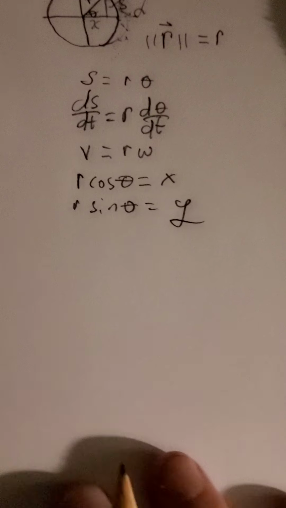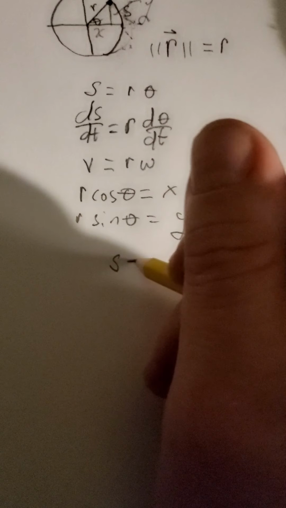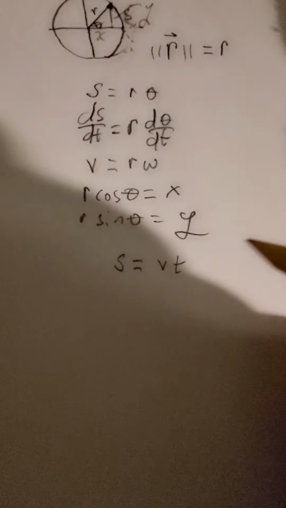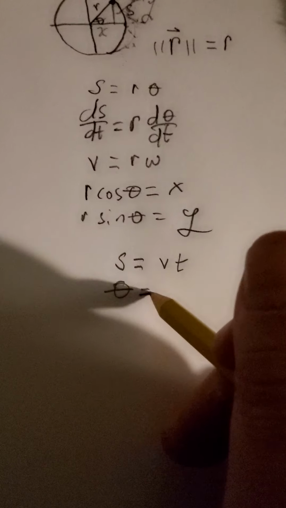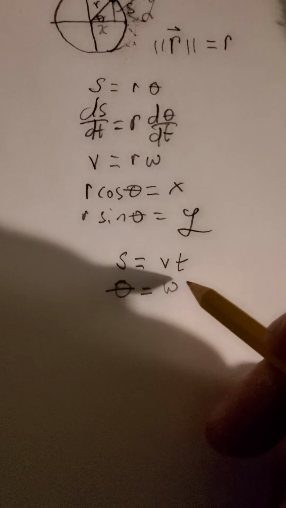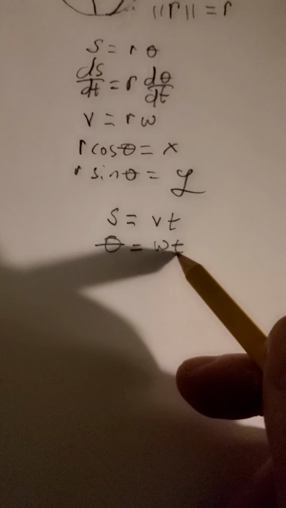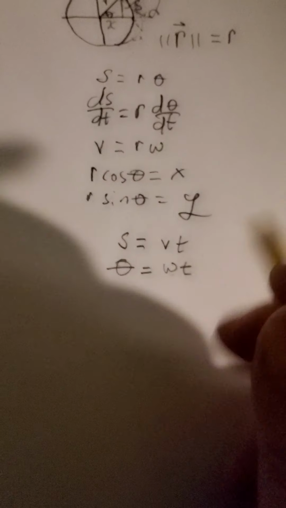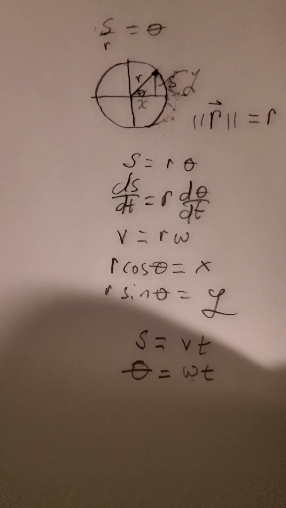Okay? Now, check this out. A linear displacement, S, is velocity times time. Angular displacement, theta, equals omega times the time. So wherever you see a theta, you can substitute omega times time. Now we're going to use what is called a vector to represent this.